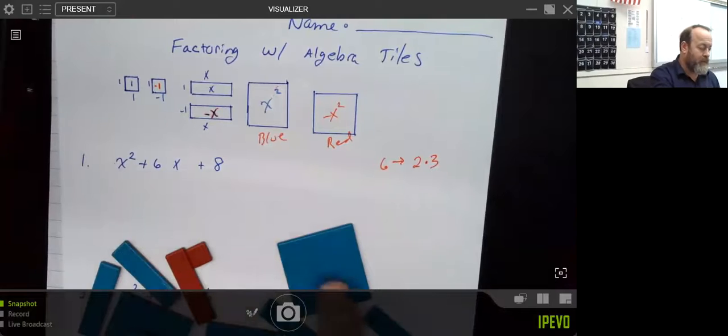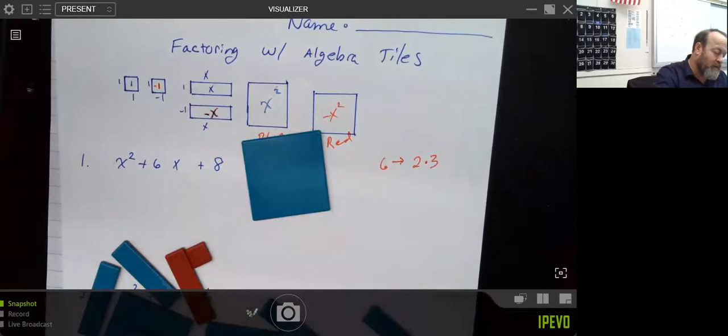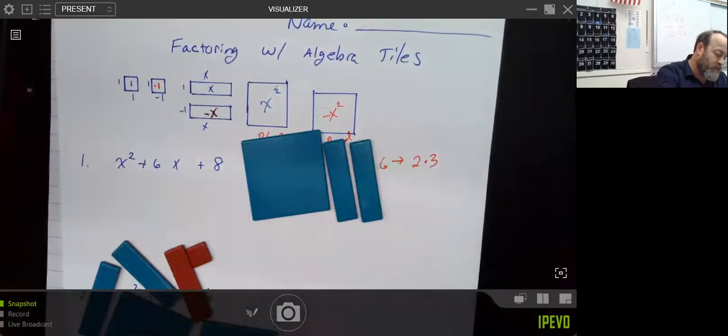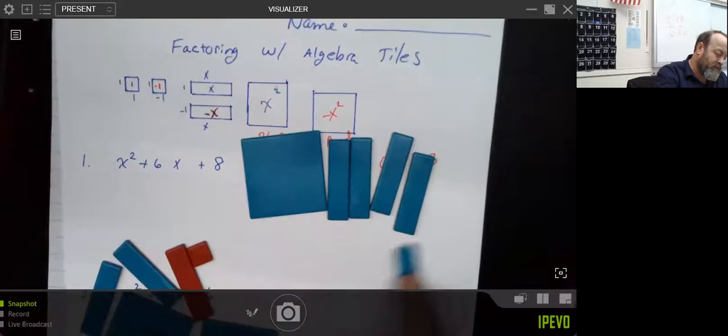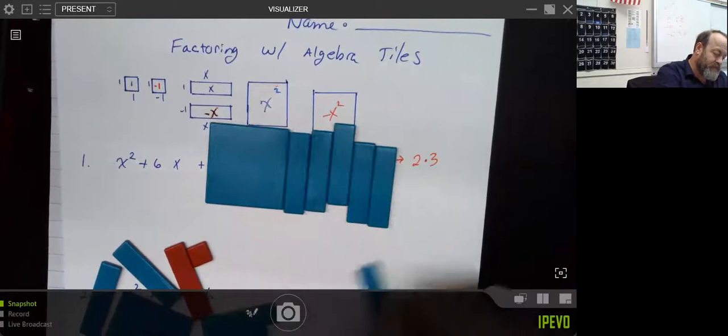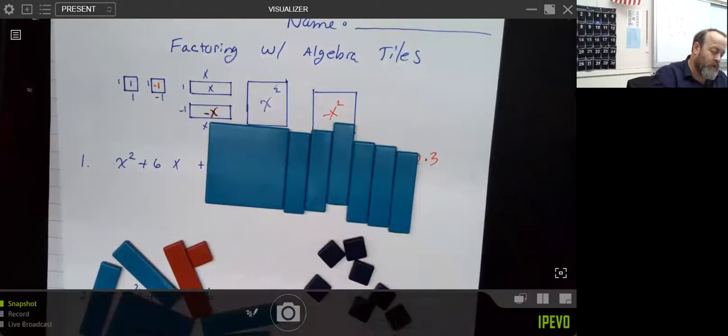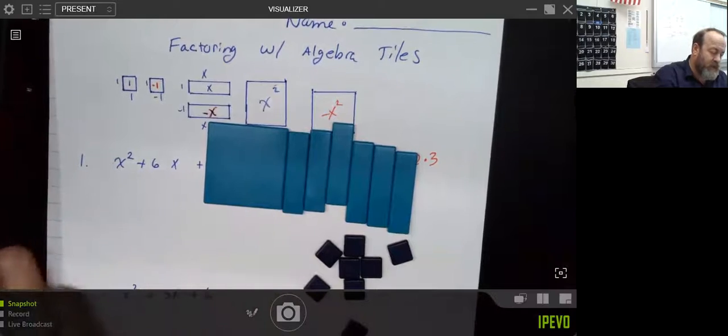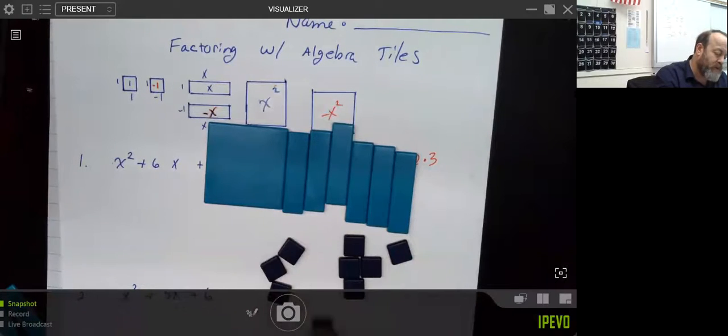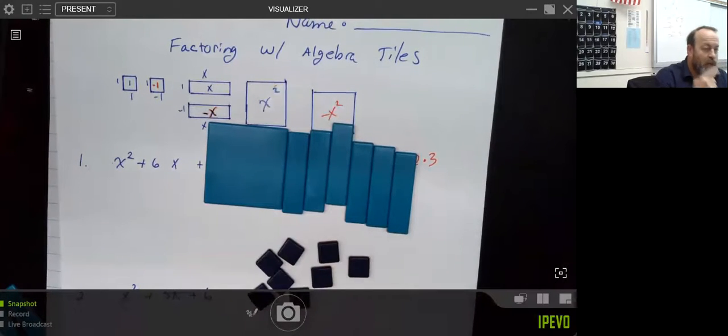So I'm going to build that up. I've got x squared. I've got 1, 2, 3, 4, 5, 6 x's. And I have 8 single ones. Let's see what that looks like. Let's count those out: 1, 2, 3, 4, 5, 6, 7, 8. Now, what I'm hoping to do is ultimately create a rectangle.